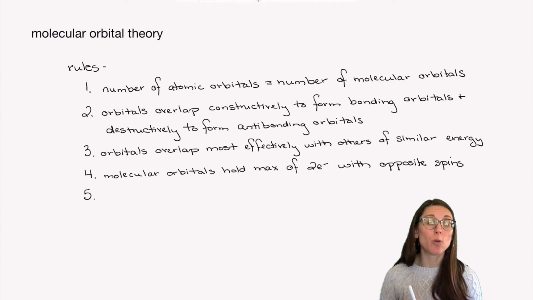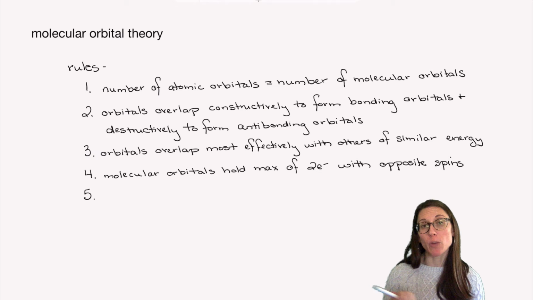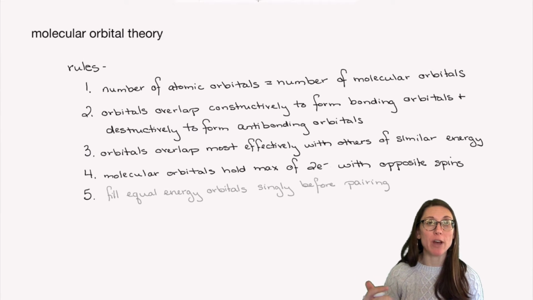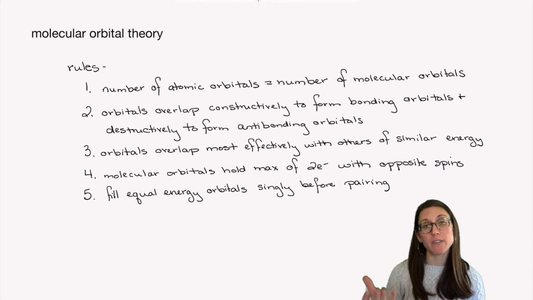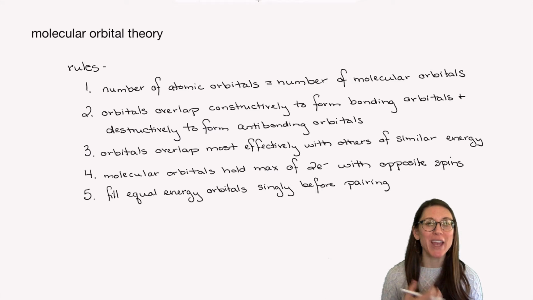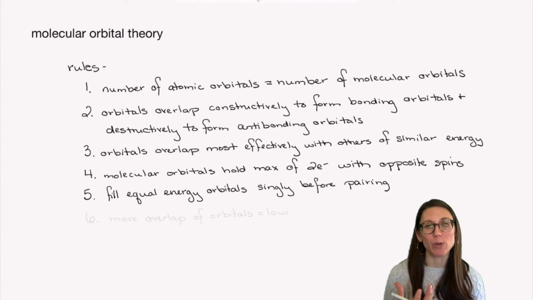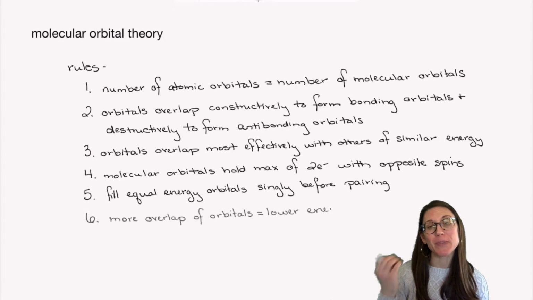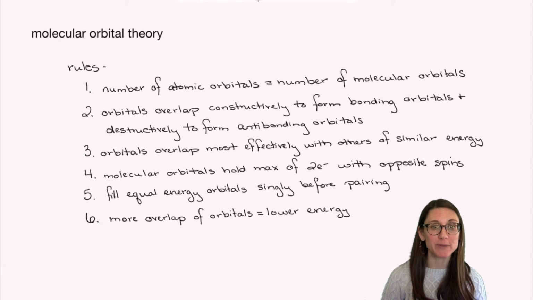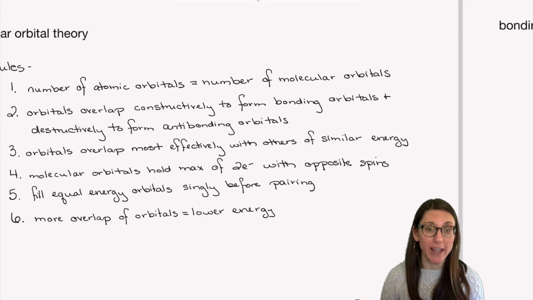Fifth, when you're filling your orbitals, you want to fill them following Hund's rule, where your electrons are going to fill orbitals of similar energy singly before you pair them up. The sixth and final rule is that when it comes to the energy of the molecular orbitals that result, the greater the overlap of the atomic orbitals, the lower the energy will be, and the less the overlap of the atomic orbitals in the resulting molecular orbital, the higher the energy will be. We're going to take a look at 2 specific examples to see how these play out.